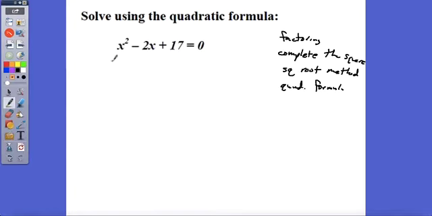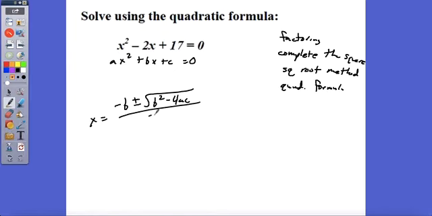Remember the quadratic formula, if you have ax squared plus bx plus c equals 0, the quadratic formula is this. x is equal to negative b plus or minus the square root of b squared minus 4ac, all over 2a. So this will lead you to the answers to this. Just like if I were able to factor this, that would also lead me to the answers. This doesn't factor though, so we can go ahead and start plugging things in. So x is equal to negative b. Remember, here a is 1, b is negative 2, and c is 17 for this particular problem.